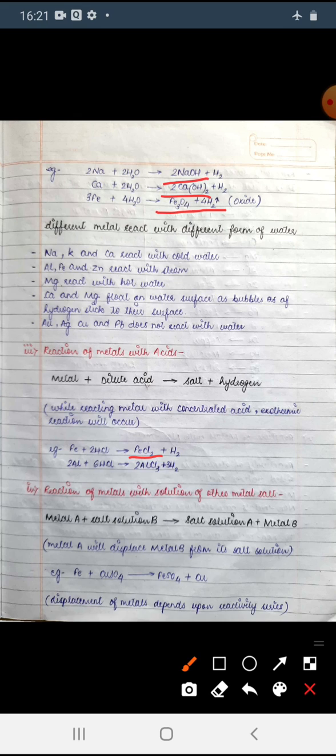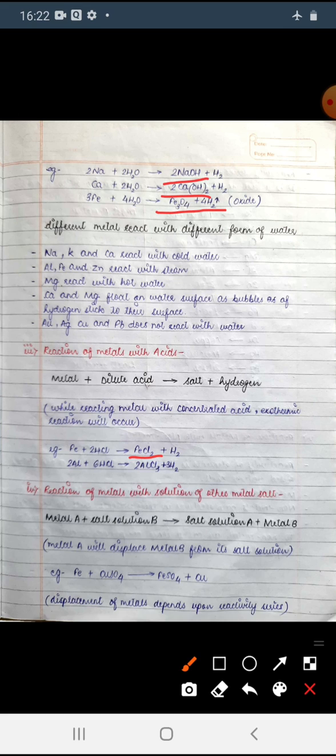The next property is the reaction of metal with the solution of another metal salt. Here we are going to learn how a metal reacts with the salt of another metal. So, when metal A plus the salt solution of metal B react with each other, they form the salt solution of A and metal B will be separated out.